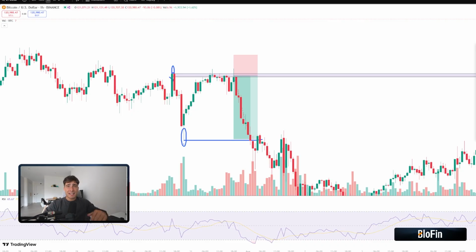Price drifts up to test the PDH and sweeps just above to collect liquidity. Here you can see the spikes to collect the liquidity, and then rejects with a strong bearish candle that sets up a short back toward the PDL or the range midpoint, or vice versa.